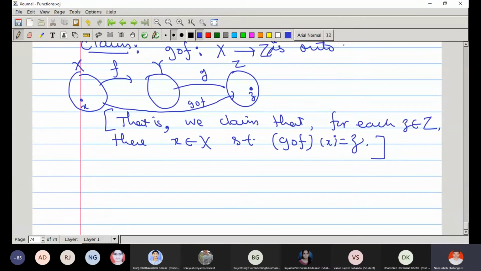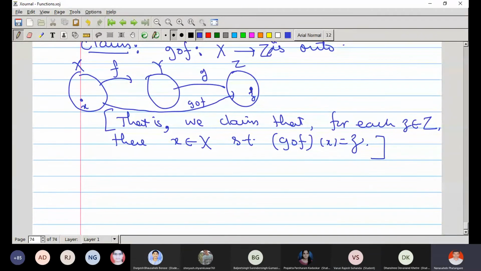How to initiate the process? To initiate the process, because our process is for every element in Z, can you produce some image, pre-image in X? This is a process. How to start the process? So choose some element from Z and try to produce pre-image in X. Correct? So process starts with what?